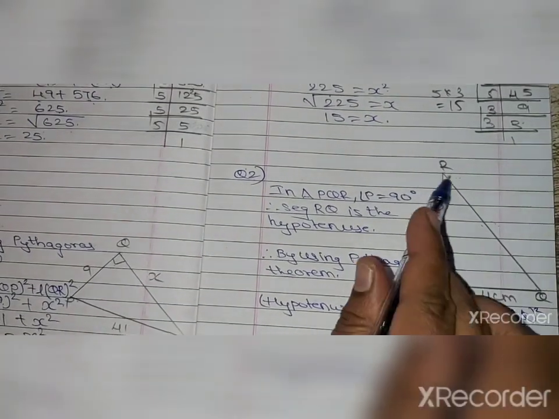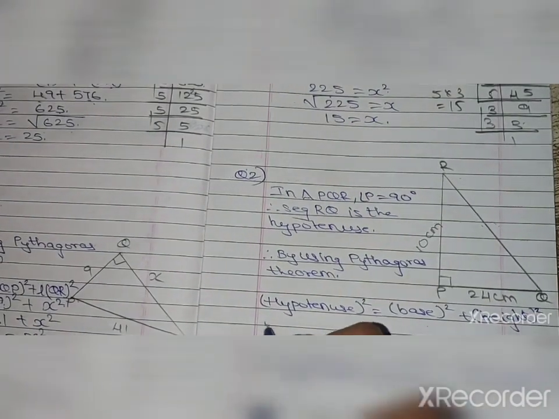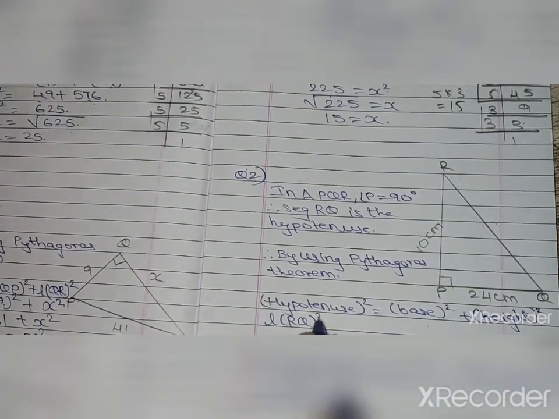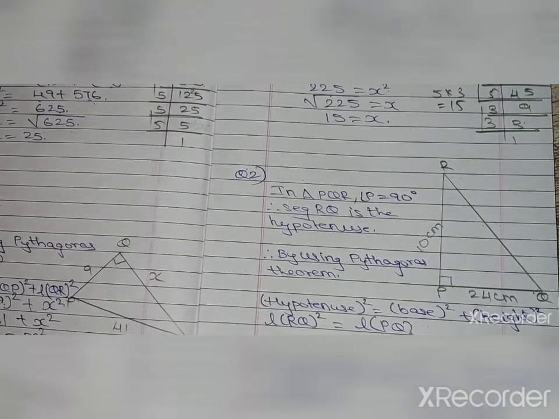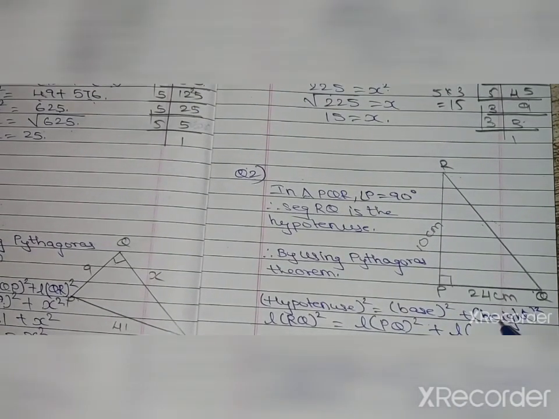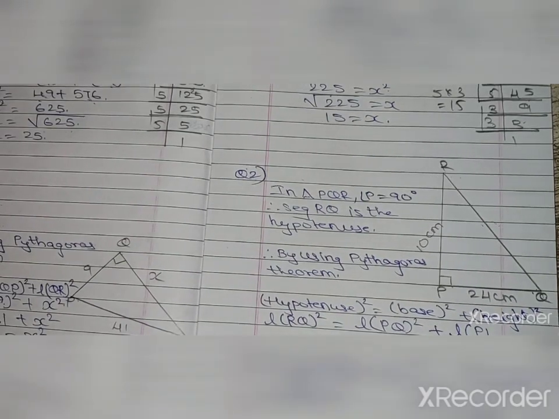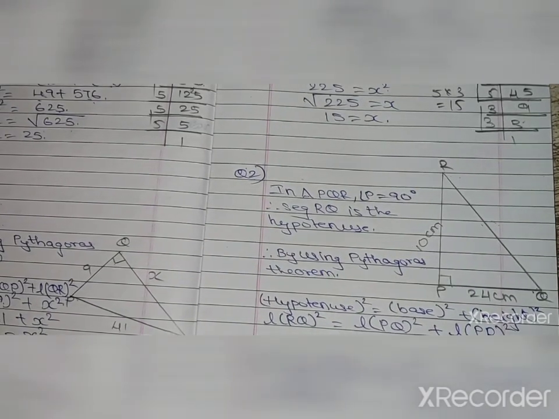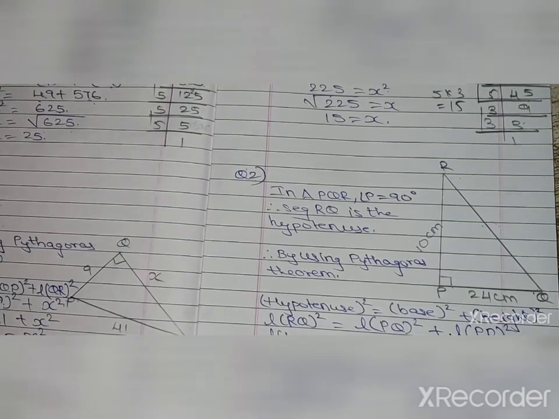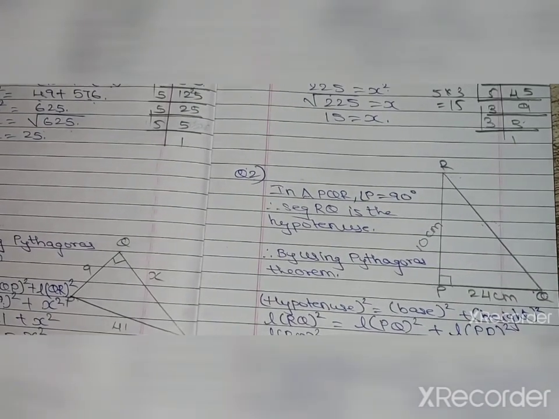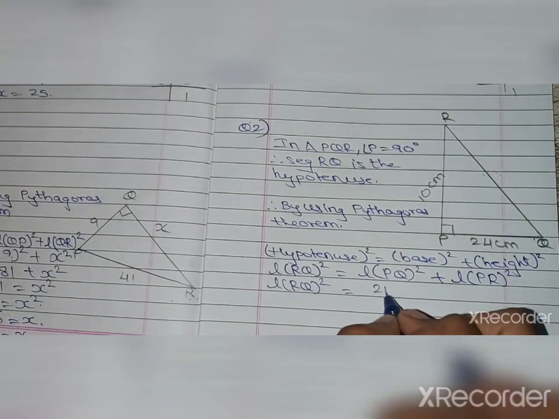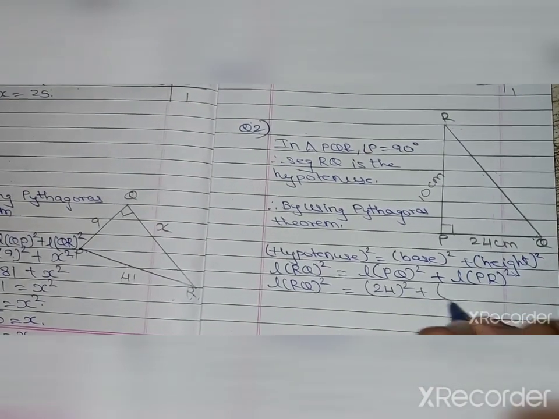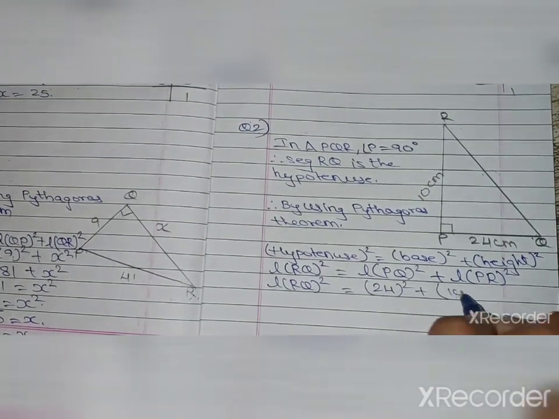Now the hypotenuse side is which? Length QR, or RQ. Base is how much? PQ. Length PQ plus RP. So QR we don't know, so length QR we will write as it is. PQ is how much? 24 square plus PR is how much? 10 square.